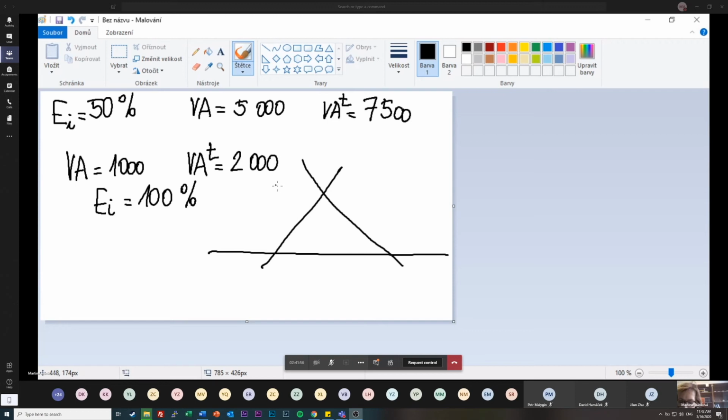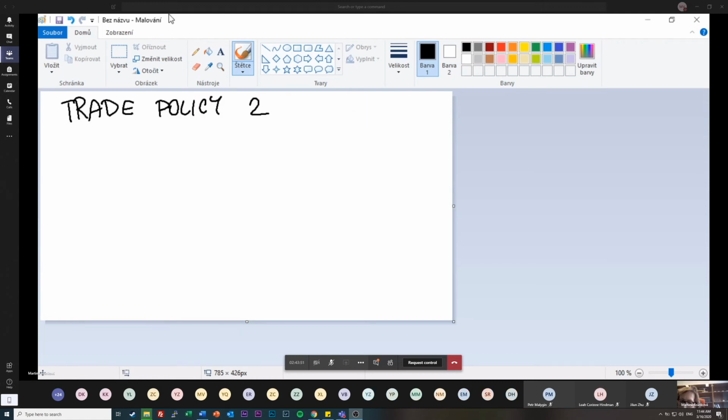It's about quota. Which one are we supposed to open? Number 2, Trade Policy. The name is Trade Policy. Number 2. Is the final name Seminar Trade Policy?